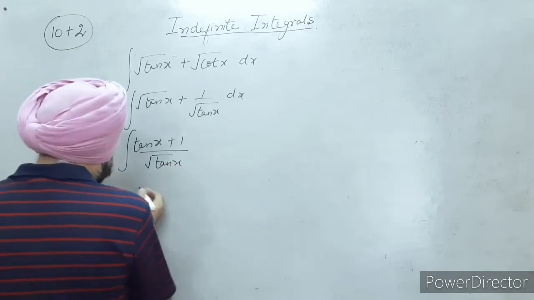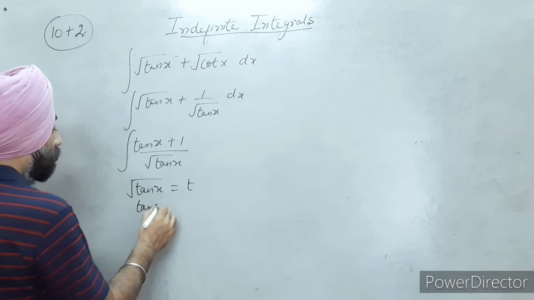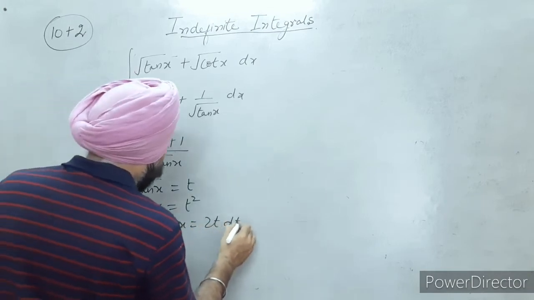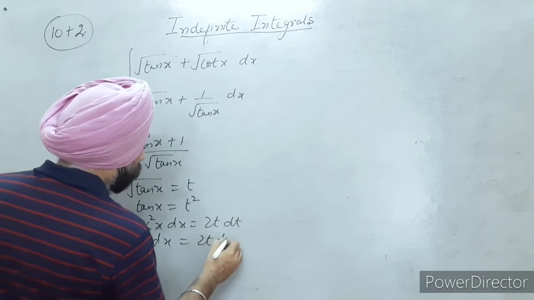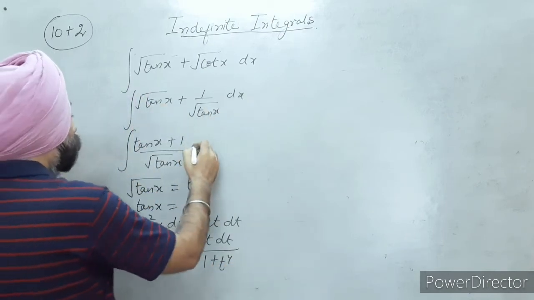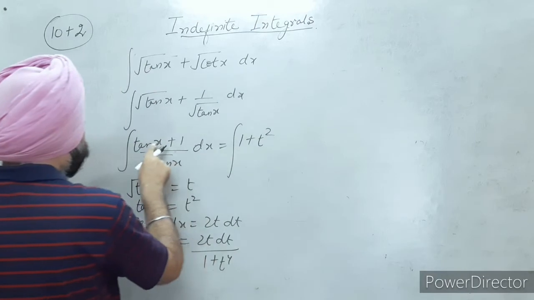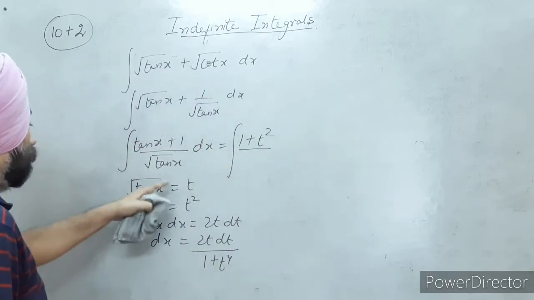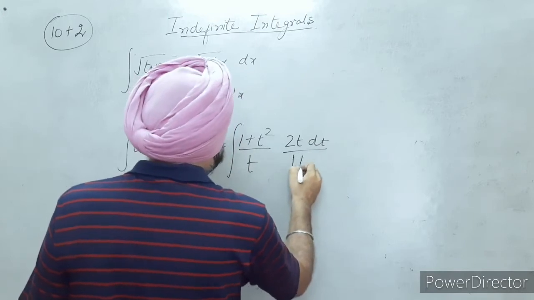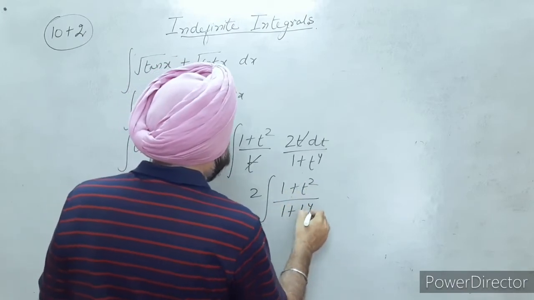Right? Now, again, substitute tan x as t. So tan x is t square, secant square x dx equals 2t dt, or dx I got as 2t dt upon 1 plus tan square x, that is 1 plus t to the power 4. Now just substitute the values in this. This integral becomes: tan x is t square, so t square plus 1 upon under root tan x, which is t, dx. Dx is written as 2t dt upon 1 plus t to the power 4. This cancels. 2 is taken out. (1 plus t square) upon (1 plus t4) dt.